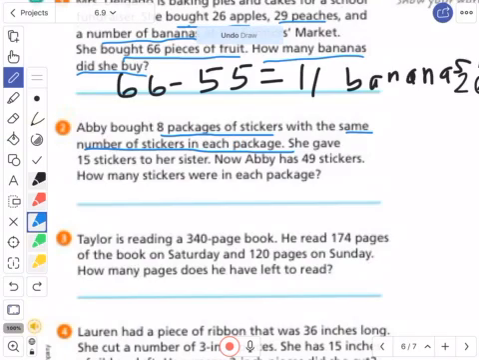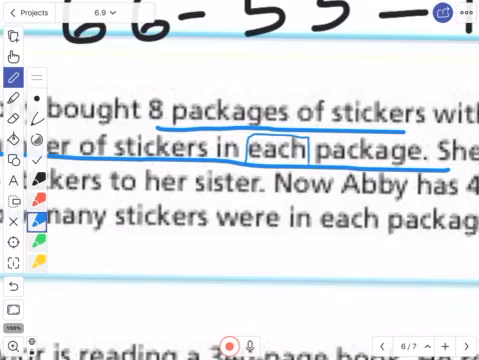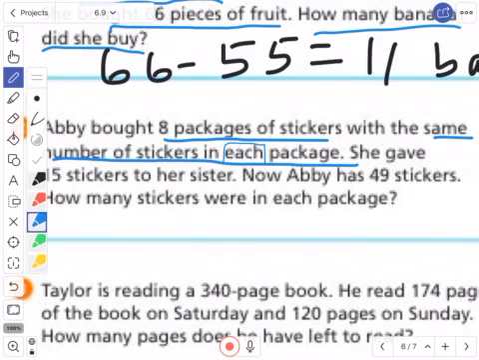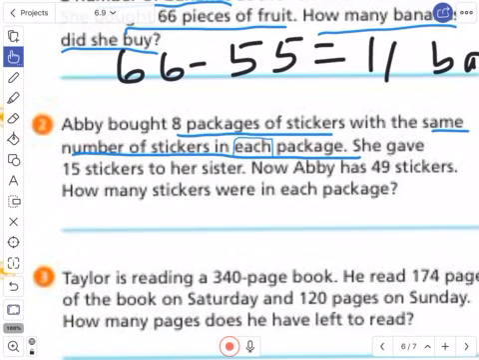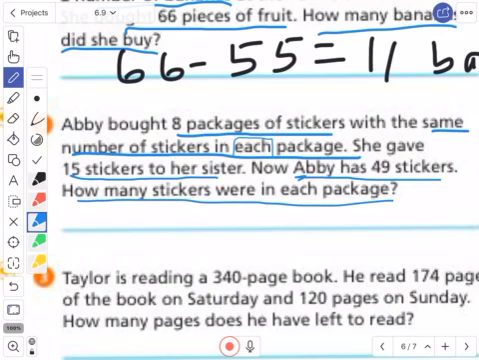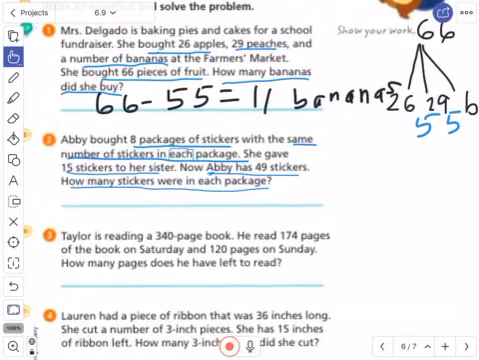Let me zoom in so I can actually highlight this. Okay, there we go. She gave 15 stickers to her sister. Now Abby has 49 stickers. Okay, how many stickers were in each package? I'm going to be trying to put a bunch of stickers into the packages, because that's what my last question says: how many stickers were in each package.